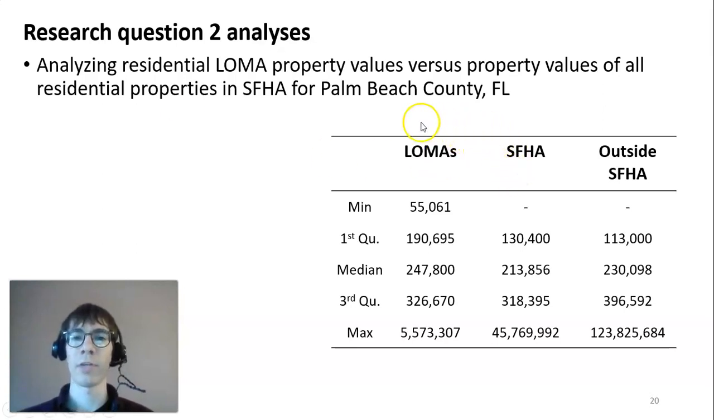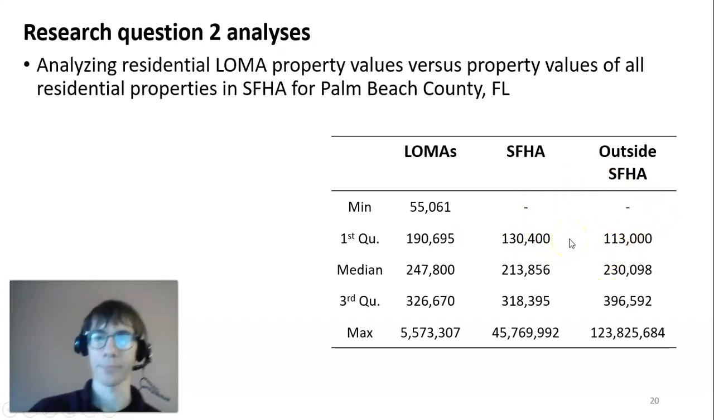But one thing I found interesting, I'm going to pull out here, is when examining just the LOMAs, the property values of the LOMAs here on this left-hand side of this table, compared to all property values for all properties that were in the special flood hazard area versus all that were outside the special flood hazard area, now on the right-hand side, we can see that when we're comparing these quartiles, so first quartile to median to third quartile, we see a lot higher values for the LOMAs compared to properties that were either inside or outside that didn't have LOMAs.